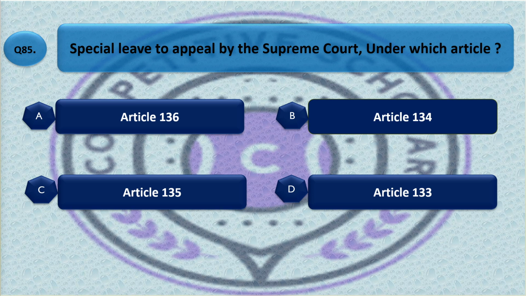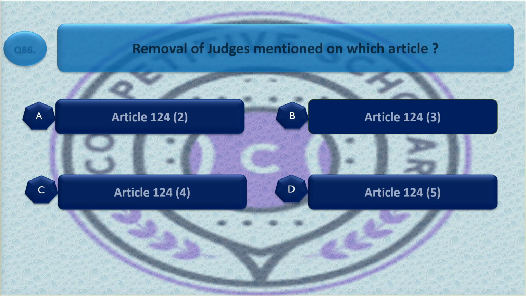Special leave to appeal by the Supreme Court under which article? Option A, Article 136. Option B, Article 134. Option C, Article 135. Option D, Article 133. So the answer is option A.